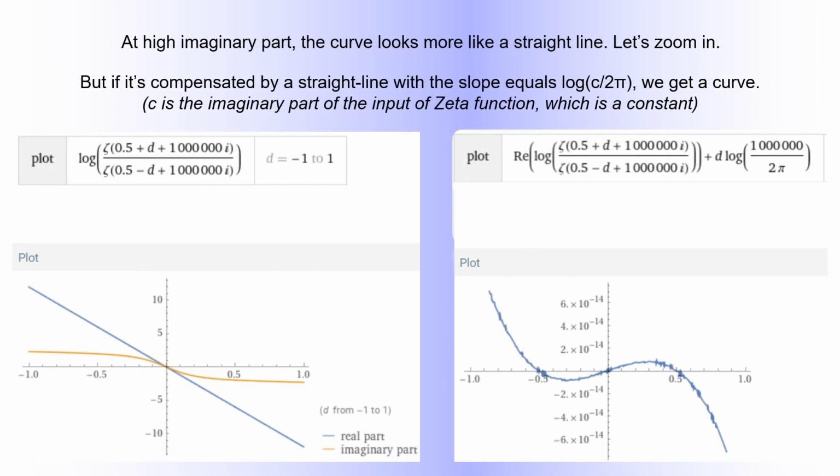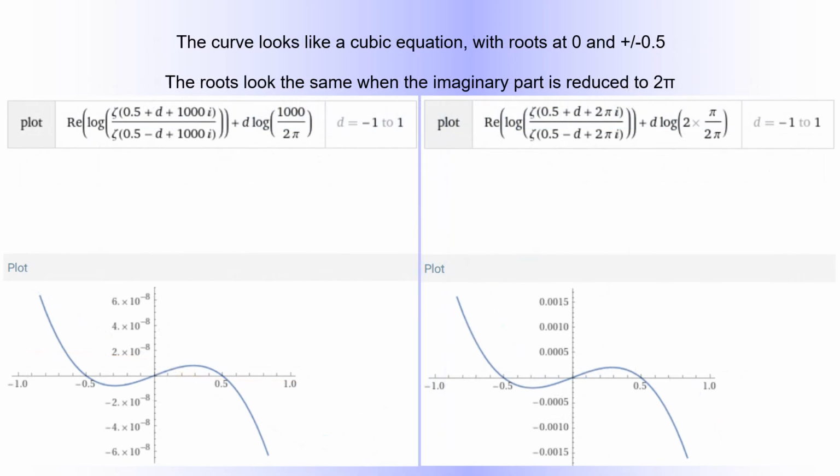At high imaginary part, the curve looks more like a straight line. Let's zoom in. If it's compensated by a straight line with the slope equal to log of 2 pi, we get a curve. The curve looks like a cubic equation, with roots at 0 and plus or minus a half. The roots look the same when the imaginary part is reduced to around 2 pi.